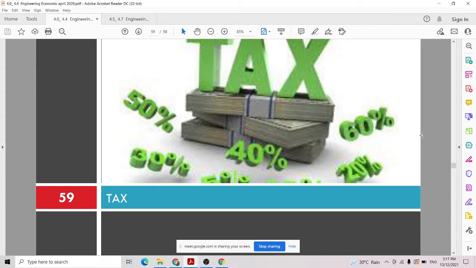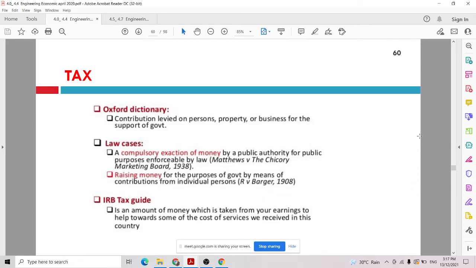Okay, and then we have taxes. Maybe it's quite early to know about taxes, but at the end of the day you will deal with taxes. So it is best for you to be exposed to what tax is all about, because as a citizen in Malaysia, you need to fulfil your responsibility towards Malaysia's growth. So one of them is to be a very good taxpayer. In the Oxford Dictionary, what is tax? Tax means a contribution levied on a person, property or business for the support of the government, which means the government needs some income. So that income comes from taxes.